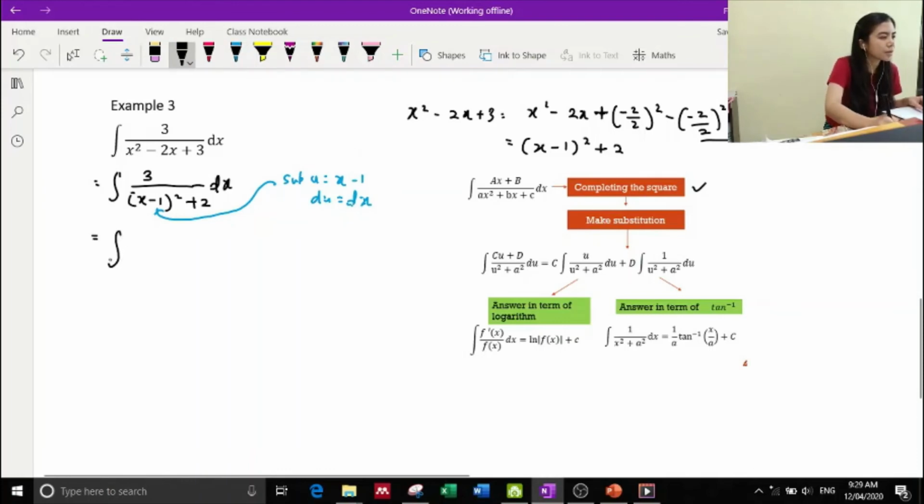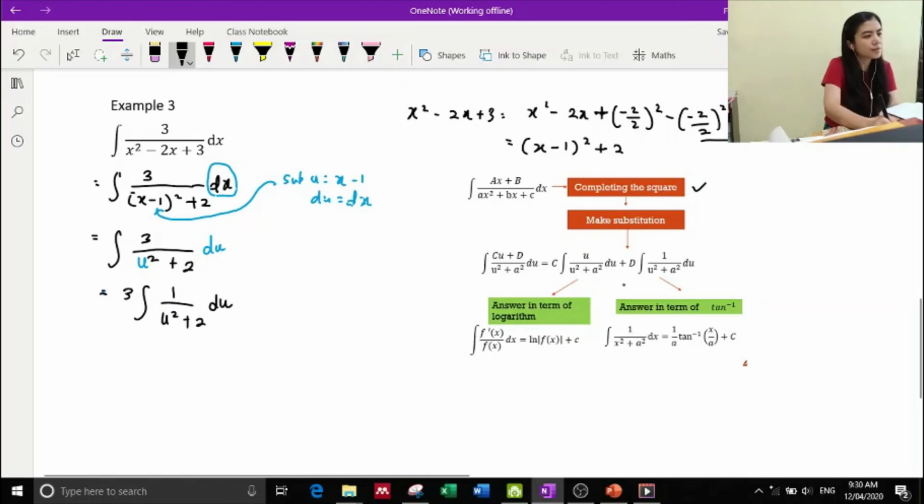So let's go for the next line. You have this 3, and then this one is actually your u, and you have the u square plus 2, and the dx is actually equal to your du. So now we have something like that. For the next line, you will have the 3 at the outside. So we have 1 over u square plus 2 du.